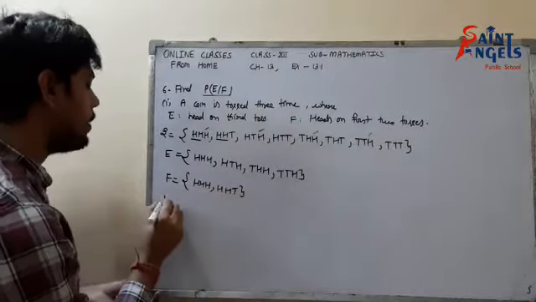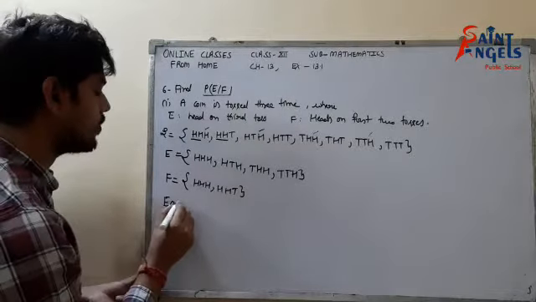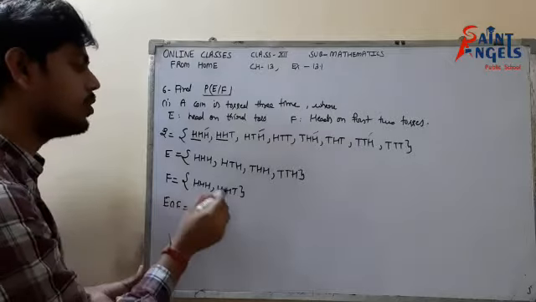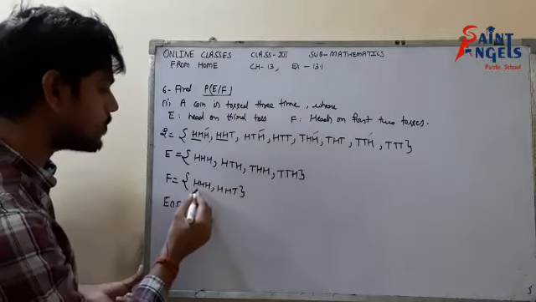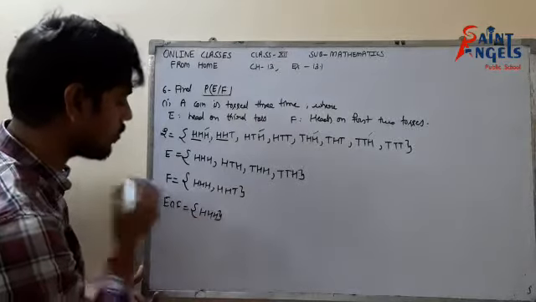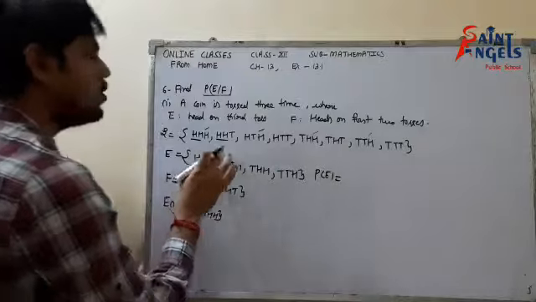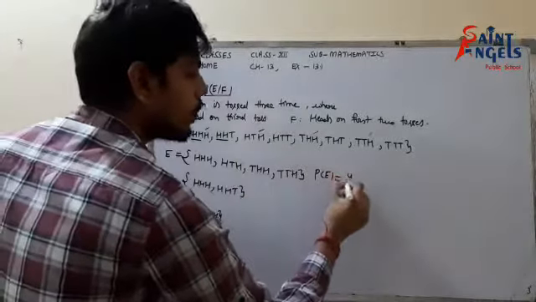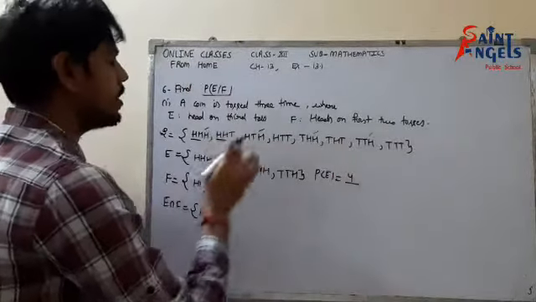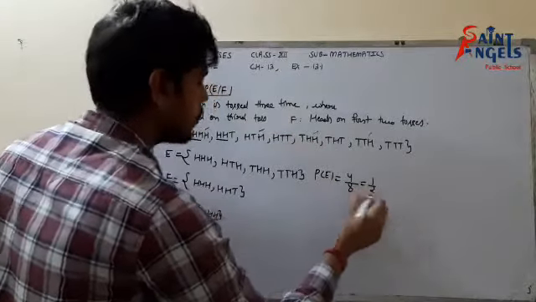Now find event E intersection F. What is common? In these two, HHH is the common one. Now find out each one's probability. So P(E) would be: there are 1, 2, 3, 4 outcomes, 4 upon the total number of elements in the sample space, which is 8. So that would be 1 by 2.